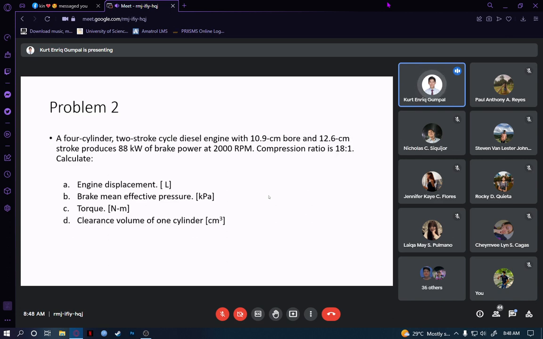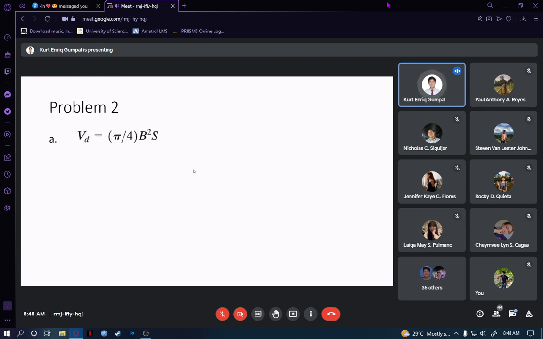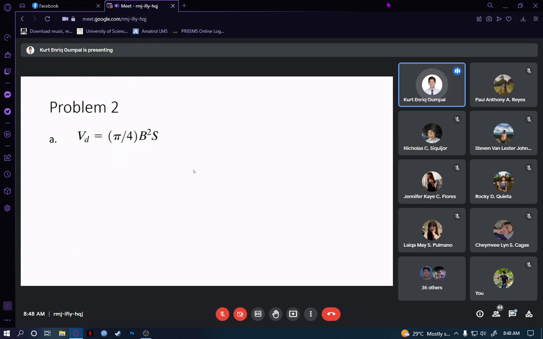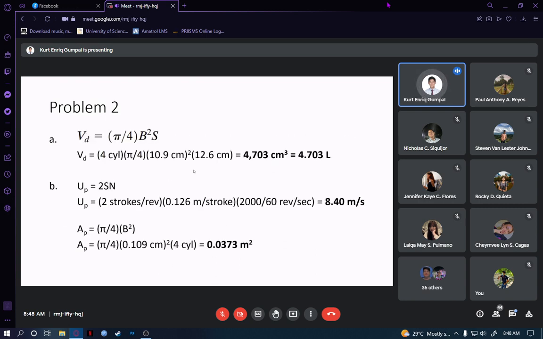Again, what was asked? What's your engine displacement in terms of liters? Your engine displacement is the total volume displaced from your BDC to your TDC. That is why the formula is pi over 4 B squared times S. Okay? Now, the next question was, what is the brake mean effective pressure?